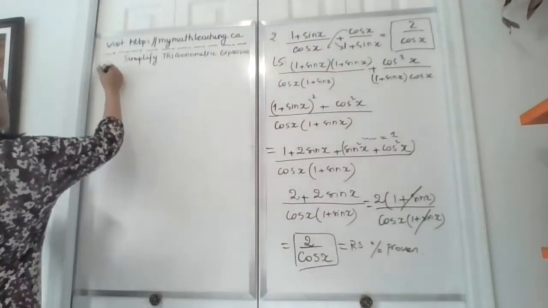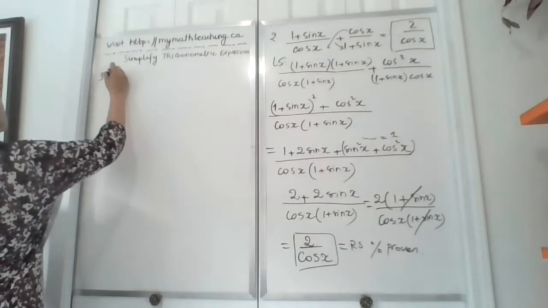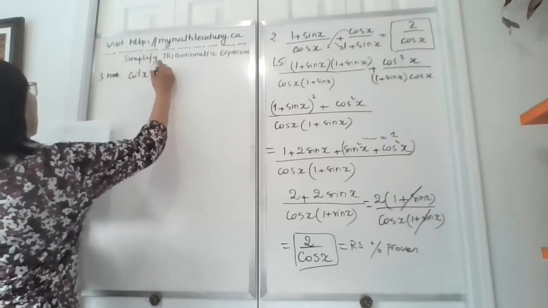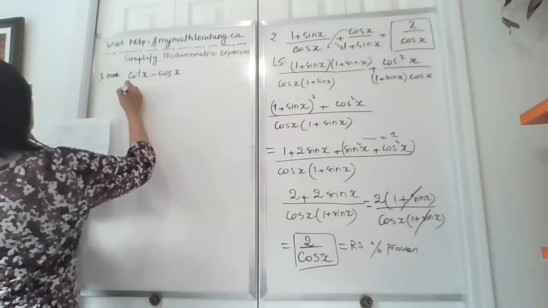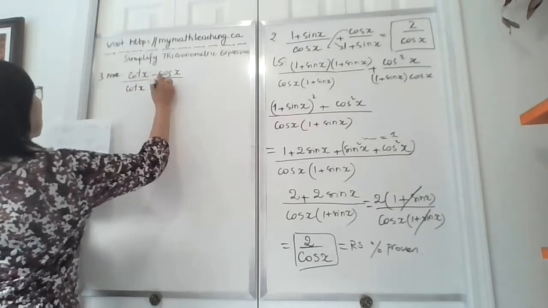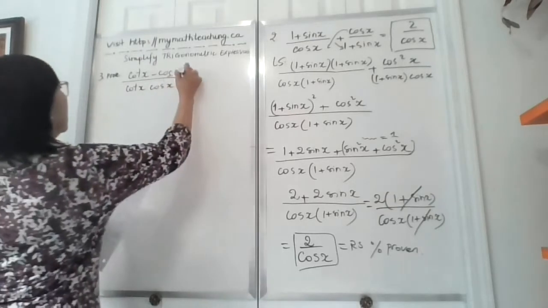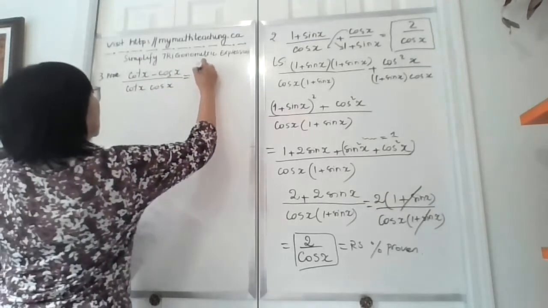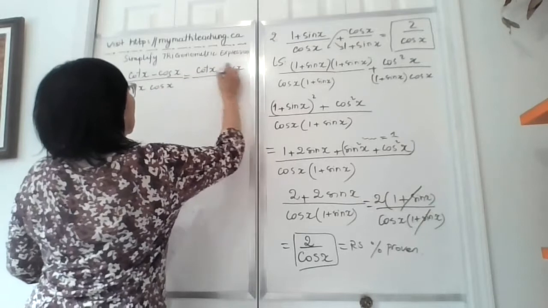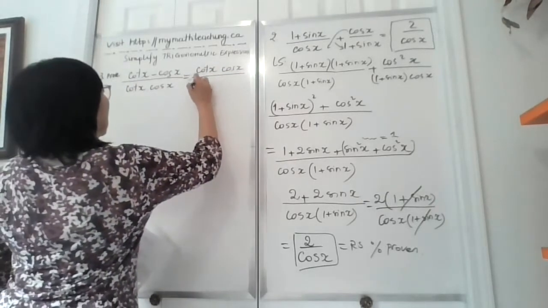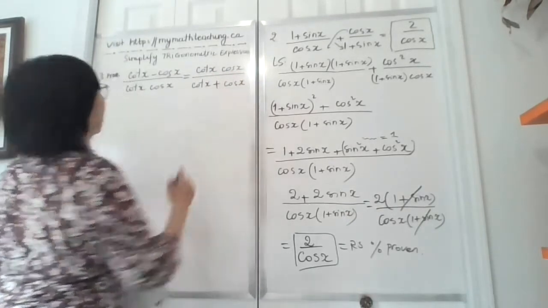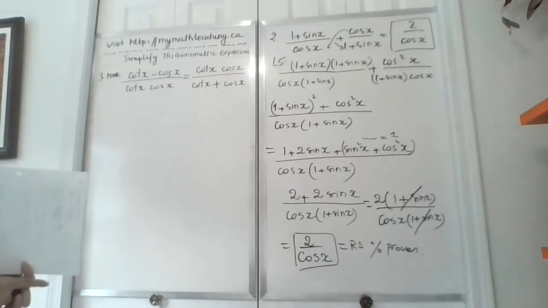So number 3 is prove what? (cos x minus cos x) over (cot x cos x) equals cot x cos x over (cot x plus cos x). Interesting. Let's see how we're going to do this question.